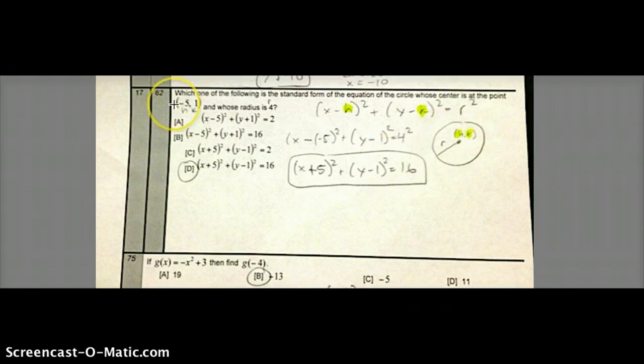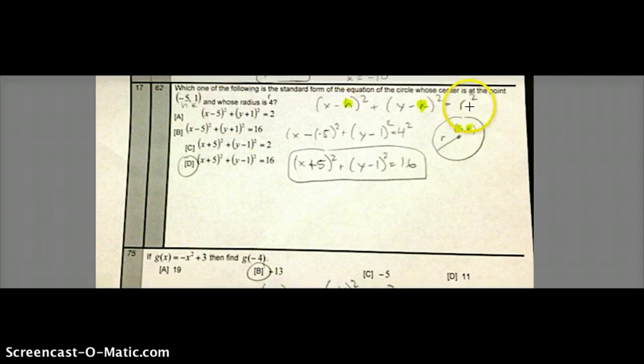So this is an easy problem because we just plug it in. So whose center is at point negative 5, 1, that's our h, k. So we plug in negative 5 here and then 1, and whose radius is 4, so we plug in 4 into the other end. So we do negative times a negative will equal a positive. So this becomes x plus 5 squared plus parentheses y minus 1 squared, and then 4 squared is 16. And that's our answer right here.